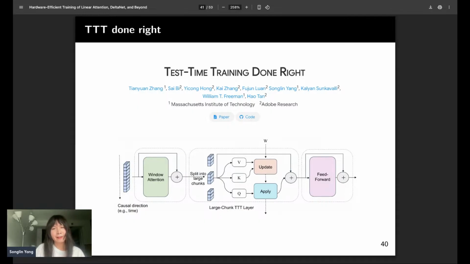So the trunk size in the original TDT paper is very small. It is like 16. And because the TDT update is also very complicated, it is very hard to optimize on modern GPUs. But with a very large trunk size, we can even write pure PyTorch code to compute this large trunk TDT update mechanism.